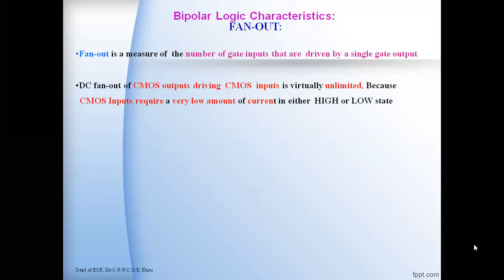It is because the CMOS inputs require a very low amount of current, say almost zero current. It is not exactly zero, but it takes a very low amount of current in either the high state or the low state. So when a CMOS output is driving other CMOS inputs, the DC fan out is very high, virtually unlimited.